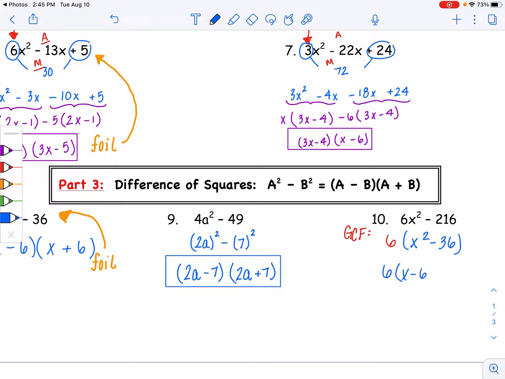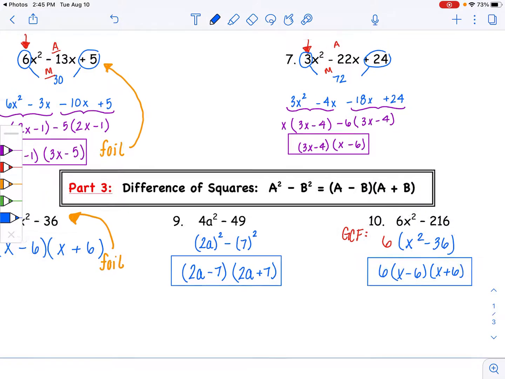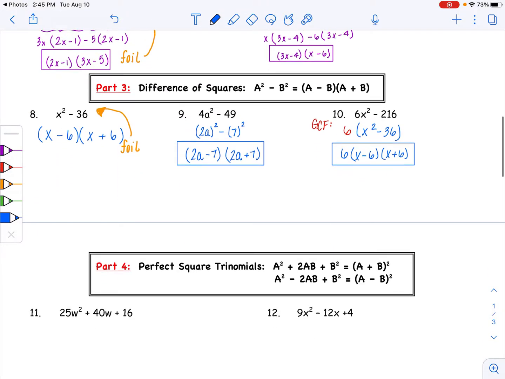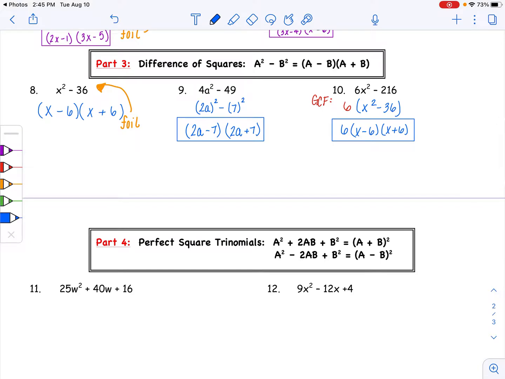Difference of perfect squares. One of them's negative, one's positive. And there you go with your factoring. We just have a couple more on the next page. Again, if you need help with any of these, if this is not sufficient enough, please come in for help.